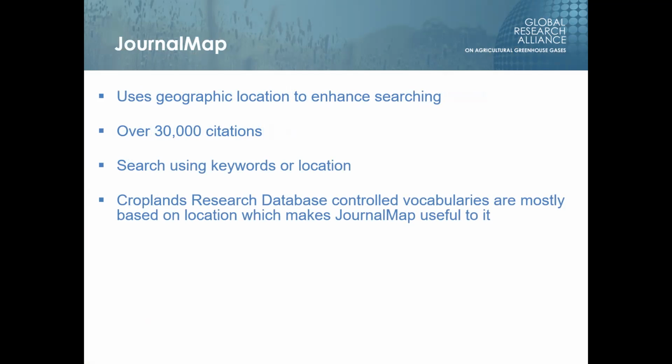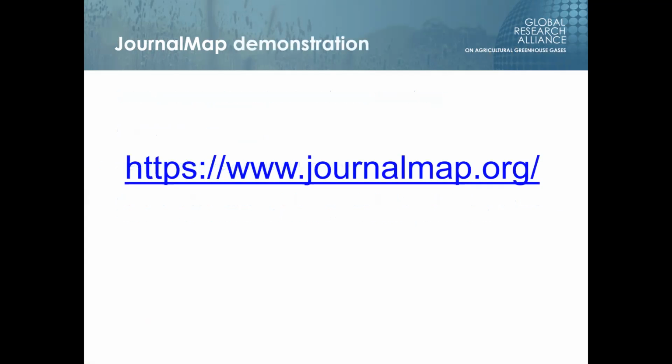Journal Map uses geographic location to enhance searching and contains over 30,000 citations. You can use it to search by keyword and the results are given on a map with the results pinned to their respective locations where the research was conducted. You can also explore around a selected location on a map. From the perspective of the Croplands Research Database, this system is appealing because 2 of the 3 controlled vocabularies used are location-based. Next, I'm going to do a brief demonstration of Journal Map so you understand what it does.